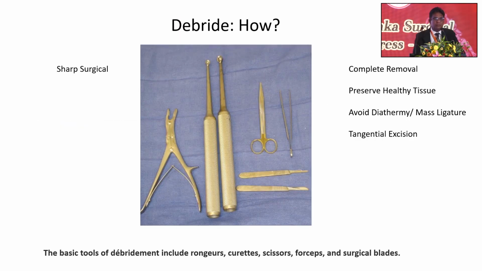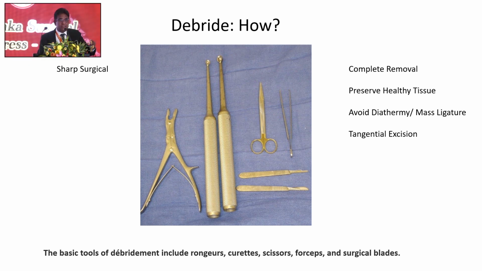Okay, so what about debridement? How do we do that? Surgeons, for good reason, do sharp surgical debridement and complete removal of necrotic material, everything, the matters that hinder wound healing are our target. But we need to preserve healthy tissue. We need to think of healing at the end of this. So you mustn't overdo it, but underdoing it is as bad.